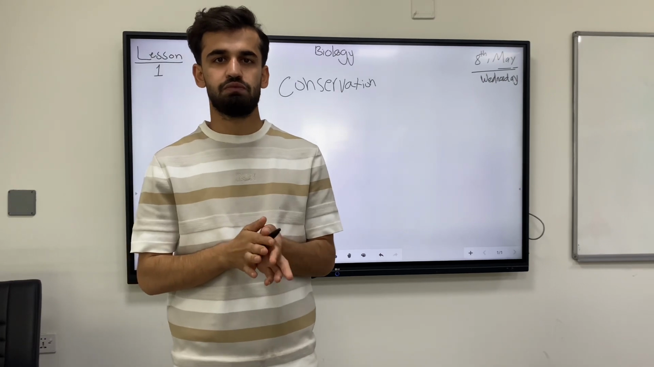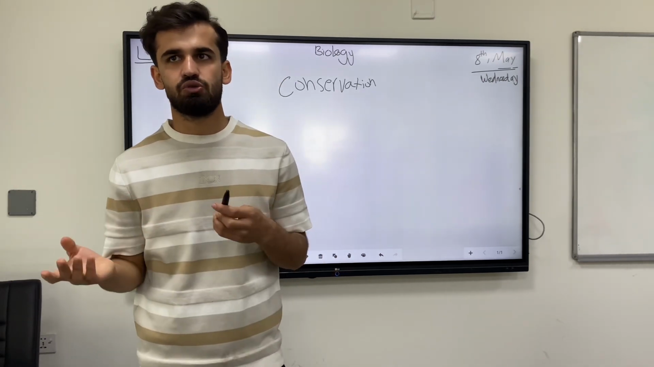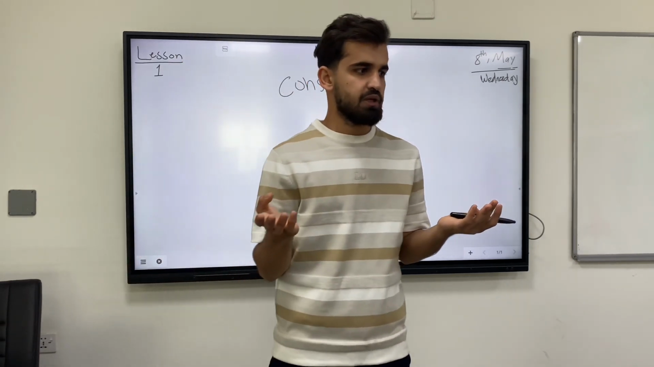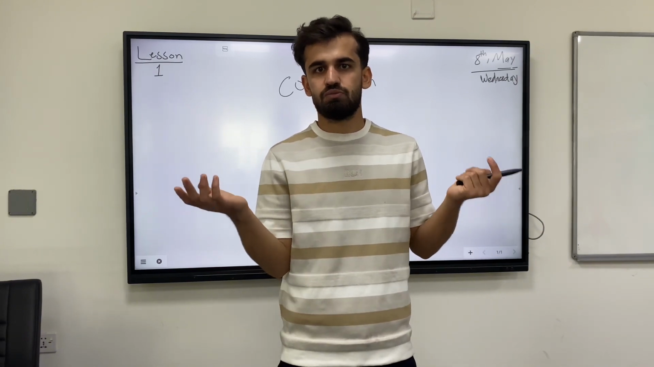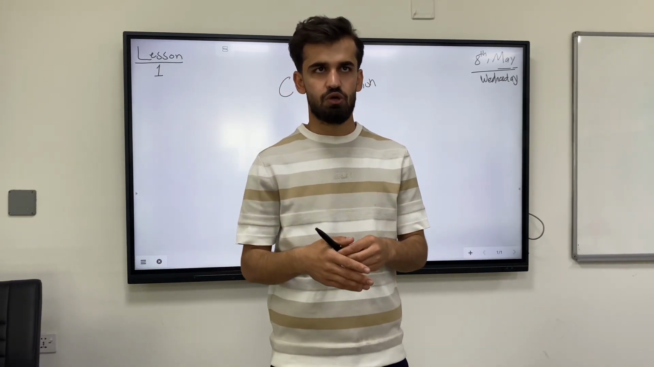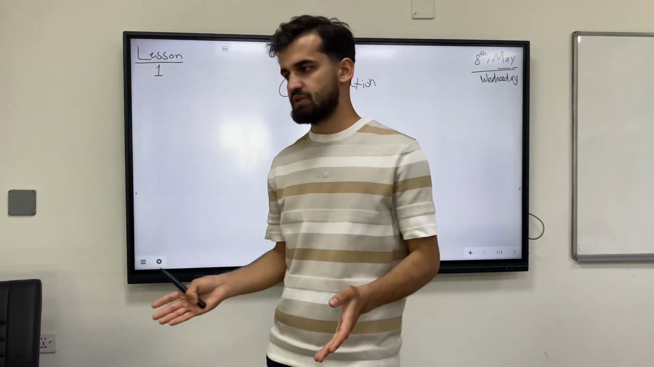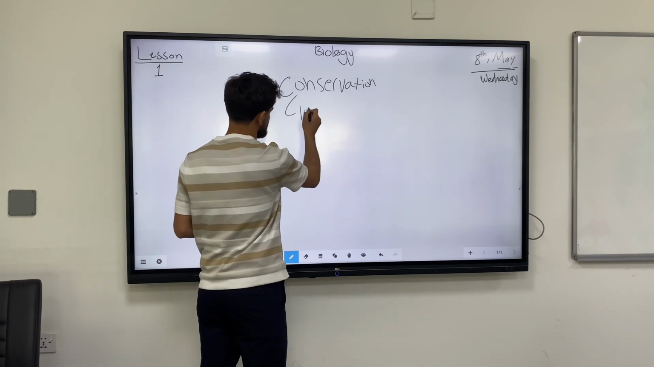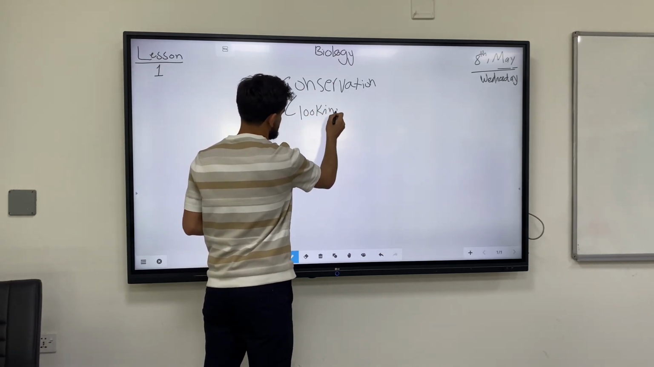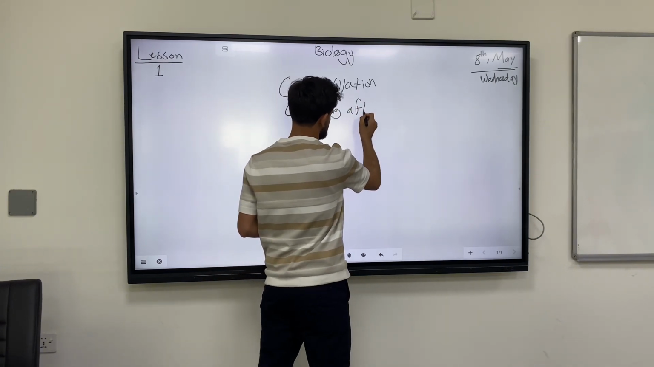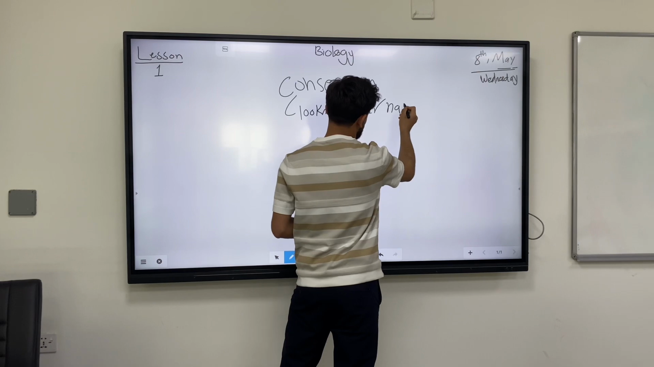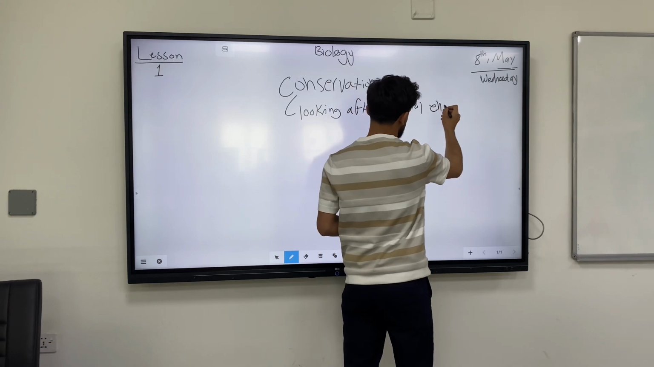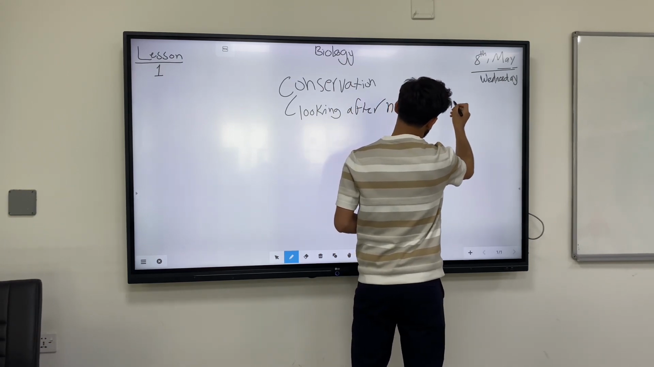Conservation is the process of looking after the natural environment. So what do you mean by natural environment? We mean, for example, the forests. Forests are natural, not man-made. Okay, so it's the process of looking after the natural habitats or environments. What was it? Looking after natural environments.